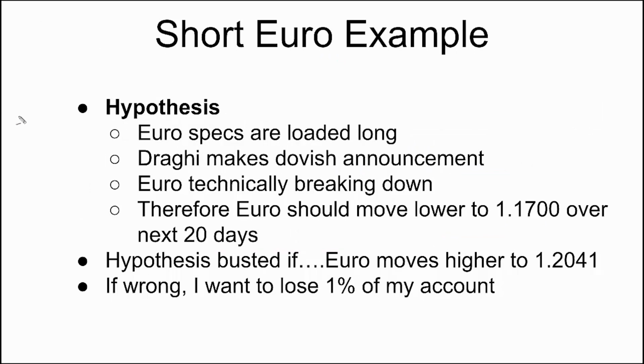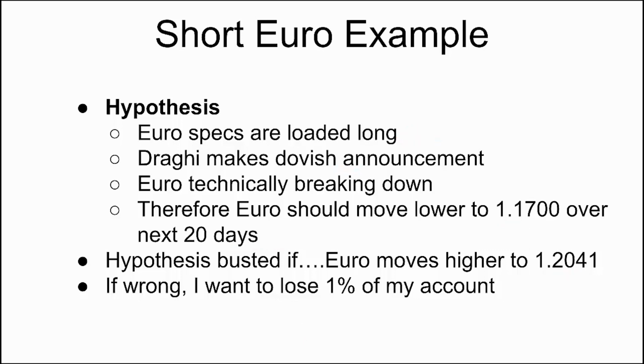The hypothesis was that the Euro specs, the speculators, were loaded very long. So the boat was loaded long from a positioning perspective. Draghi was making some dovish announcements, and the Euro was technically breaking down. Therefore, I thought the Euro should move lower to 1.1700 over the next 20 days. My hypothesis is busted if the Euro moves higher to 1.2041. And if wrong, I wanted to lose 1% of my account.